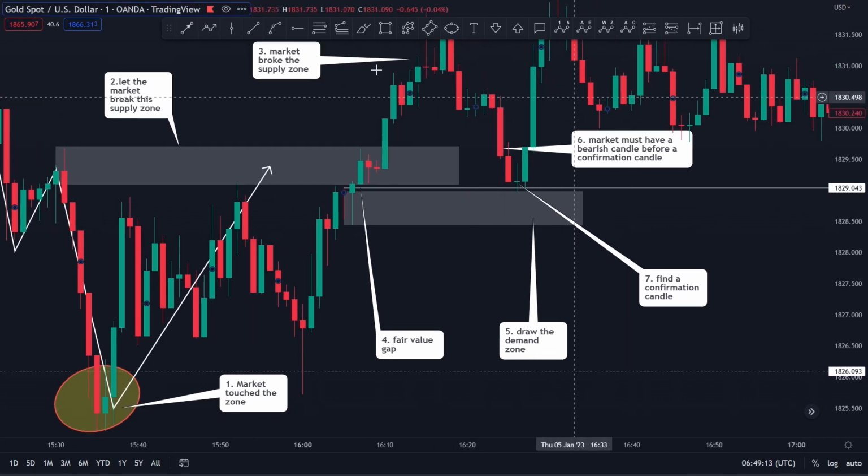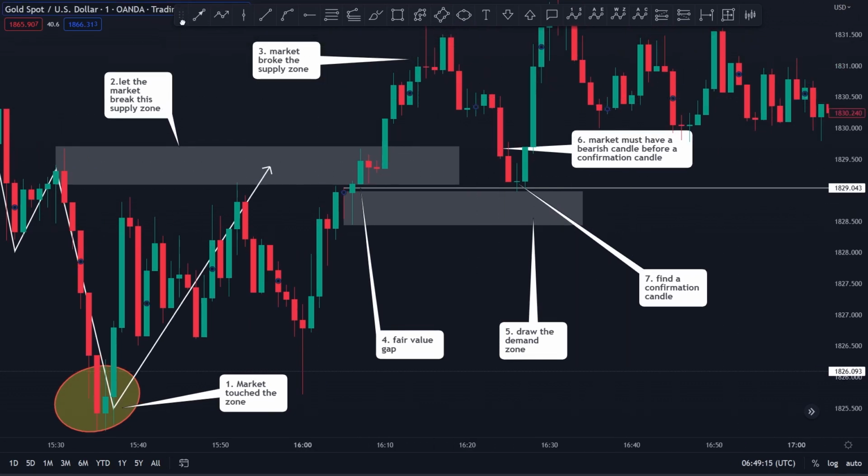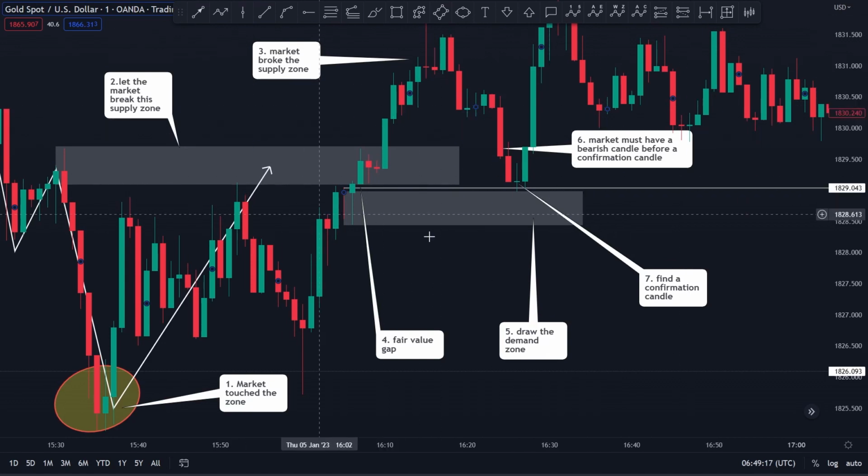I think you can pause the video and take a screenshot around this area so that you can understand this part here. And I'll try to explain it again. The first one, wait for the market to touch the zone. The second one, draw a supply zone which needs to be broken, and then wait for the market. Number 3, wait for the market to break that supply zone.